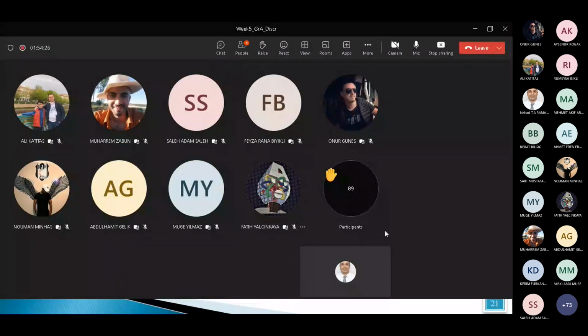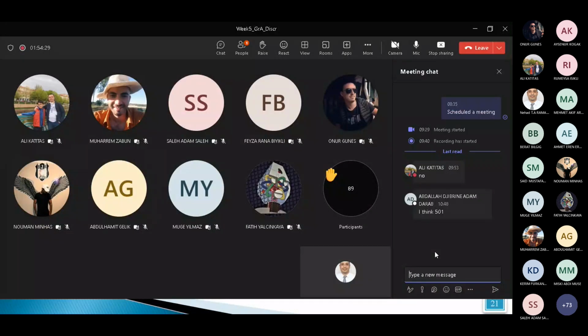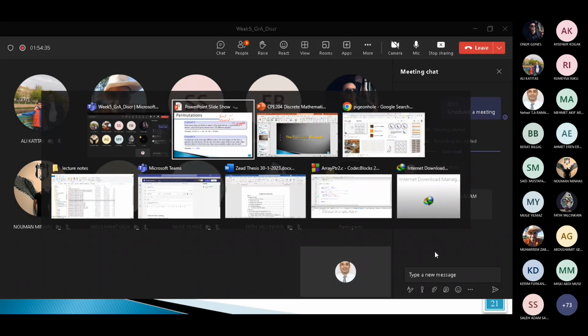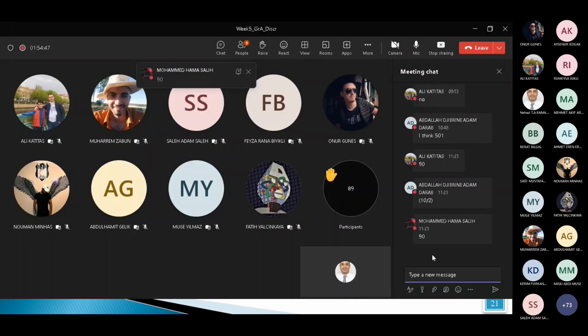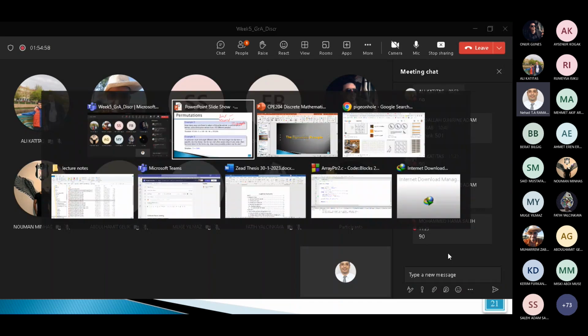How many? Anyone? Okay. How many ways to select first and second winner out of 10 people? Yes, it's correct. It's not 9, it's 90. Okay, why 90?